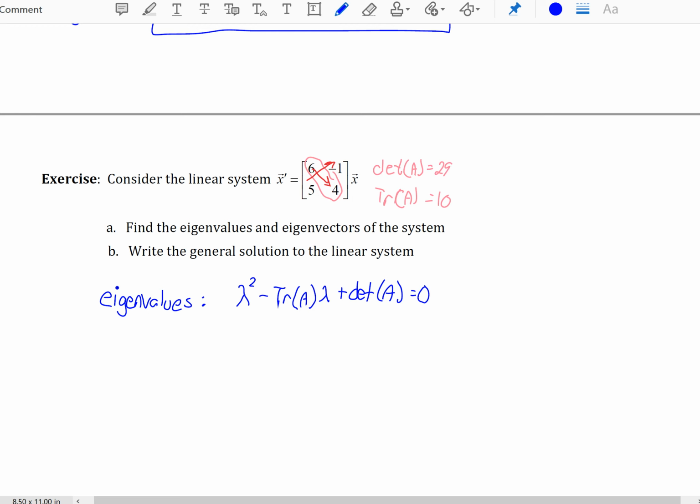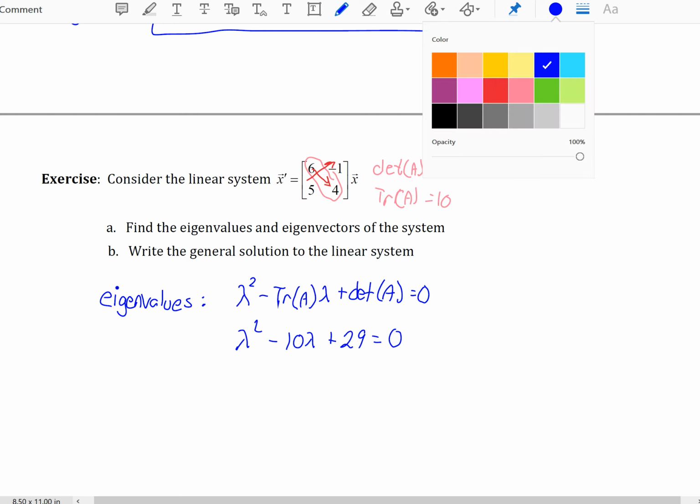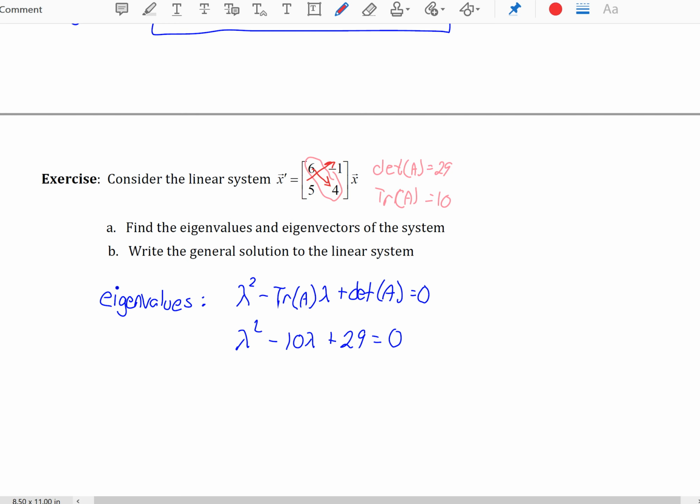So our characteristic equation is going to look like lambda squared minus 10 lambda plus 29 equals 0. Now in our previous sections, chapter 6.2, this characteristic polynomial was always factorable. However, in this scenario, nothing multiplies to 29 and adds to negative 10. So we're forced to use the quadratic formula.